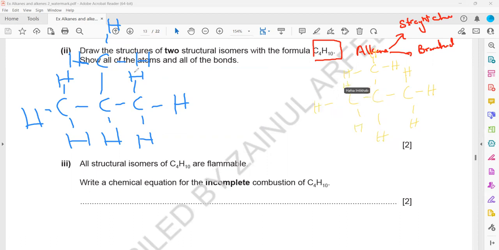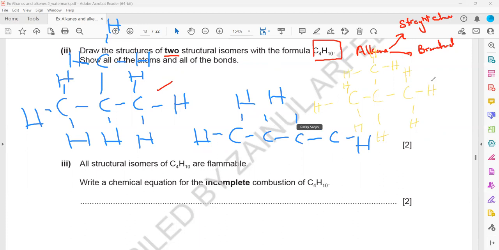And what about, because we have to draw two. What about the straight chain also? Butane, you mean? Yes. Because for alkane, we don't need the position. So the straight chain carbon, yeah, this is right. That's a branched one, and then the straight chain.